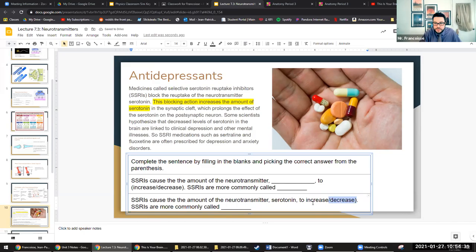And these are what we call antidepressants. So that's what they're more commonly called, or they're prescribed for anxiety too. So antidepressants or anti-anxiety pills would work.